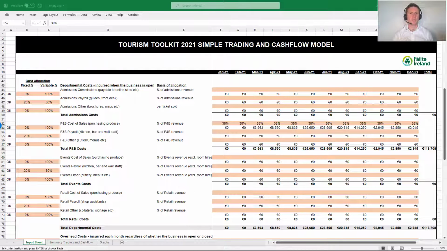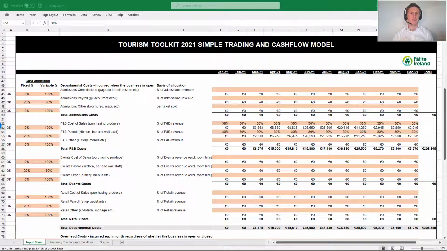Payroll. Determine what percentage of revenues will be absorbed in paying staff each month and enter that percentage here. Note that payroll percentage in this instance relates to direct staff related to the running of the F&B operation. For example, chefs and waitstaff. Non-departmental payrolls such as general manager and finance staff are included within the overhead costs section.